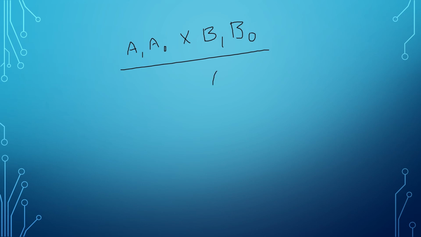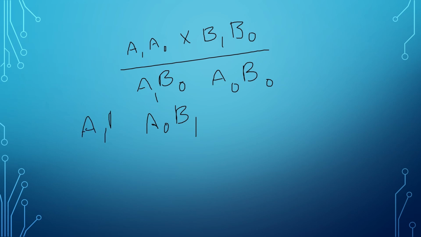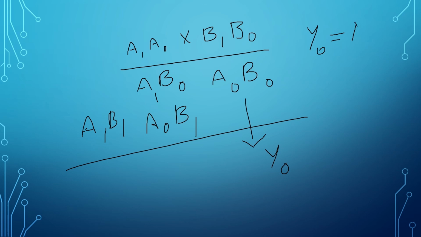So now A0 B0, A1 B0, A0 B1, A1 B1. Now adding. A0 B0 will come as it is. Let us assume the output as Y0. Here Y0 equals A0 B0.